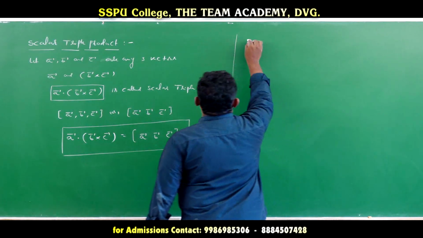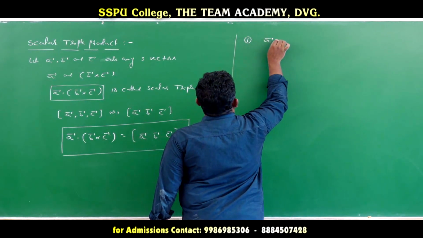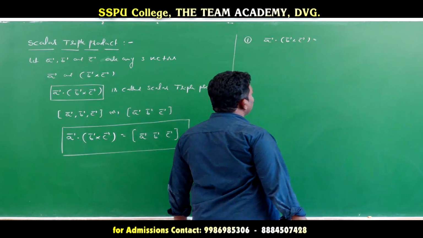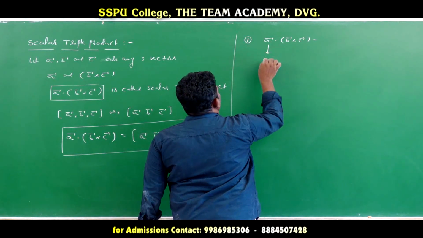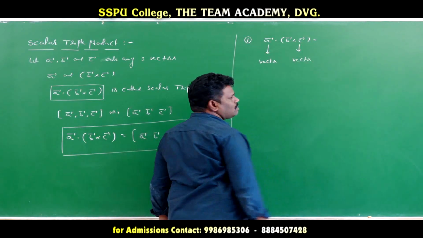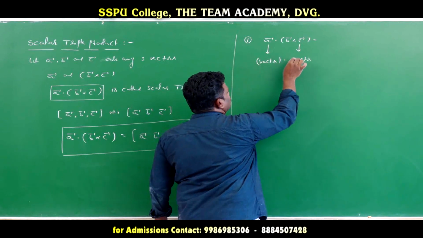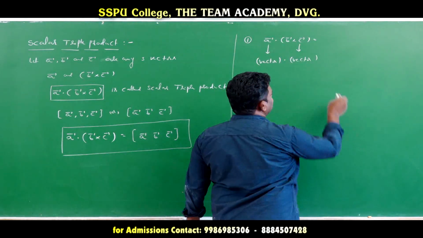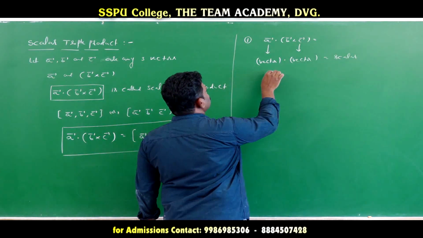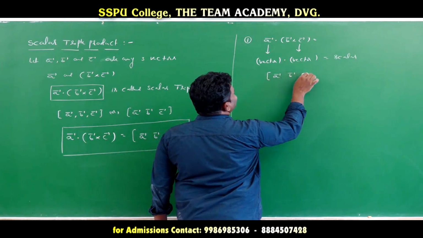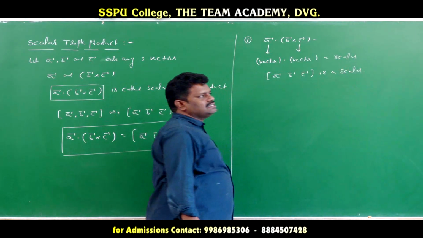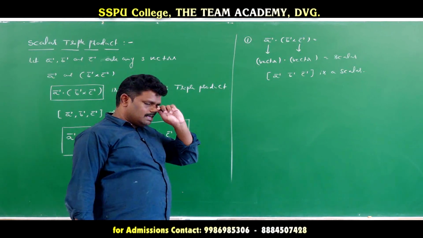First point: we already know the value A bar dot B bar cross C bar. A bar is a vector, and B bar cross C bar is also a vector. So this is a vector dot product, and if you apply a vector dot product, you must get a scalar value. So remember, box of A bar, B bar, C bar is a scalar quantity.